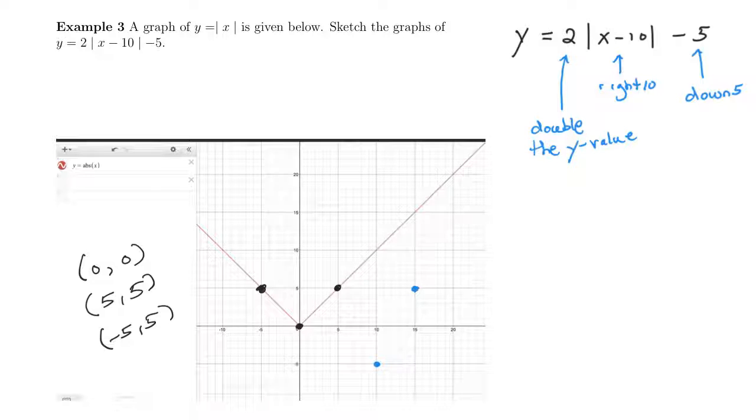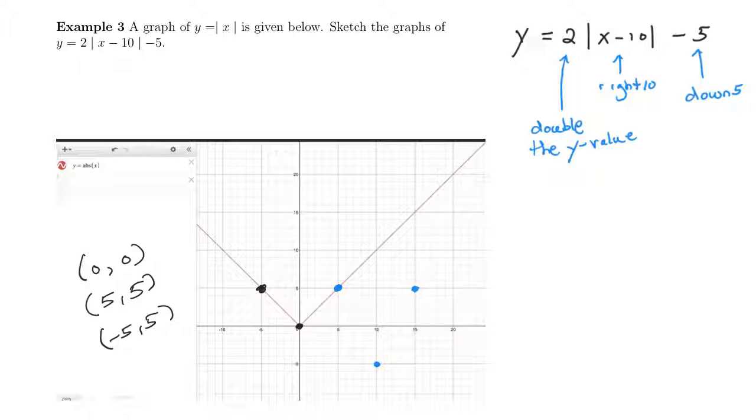And for my final point, okay, negative 5, 5. 10 places to the right. Double the y value, but then subtracting 5 from it actually lands us right on this spot here. So those 2 points are common between the 2 graphs.